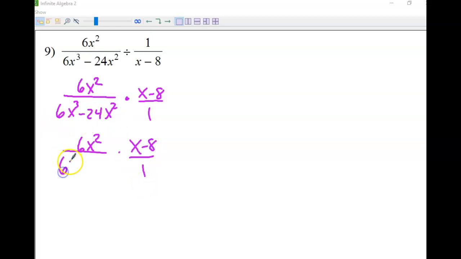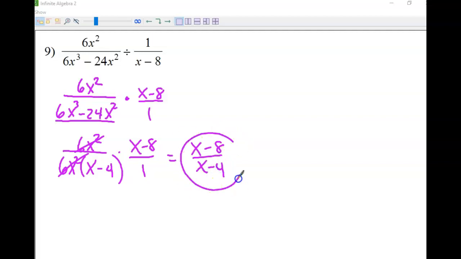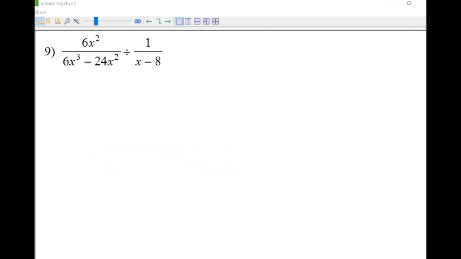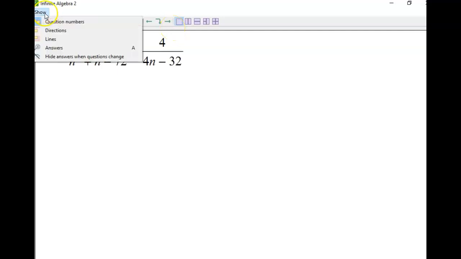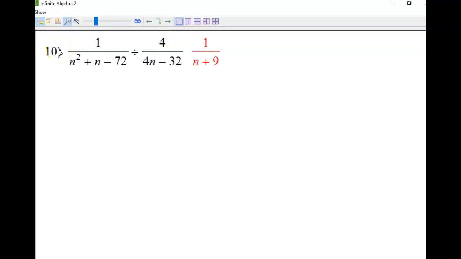I can take out a 6x squared out of this expression. If I divide this by 6x squared, I'm left with x. If I divide this by 6x squared, I'm left with minus 4, and the 6x squareds go away. Nothing else reduces, and that's my final answer. So the only difference for division is same, change, flip. There's another one for you to practice if you're interested, and the answer would be 1 over n plus 9 if you're interested.